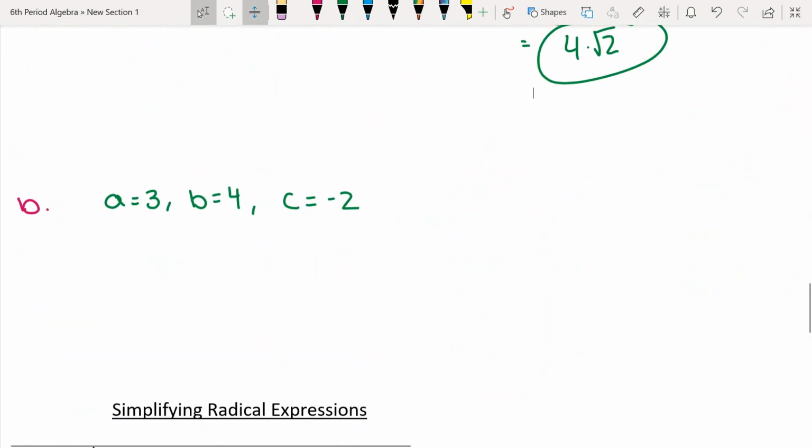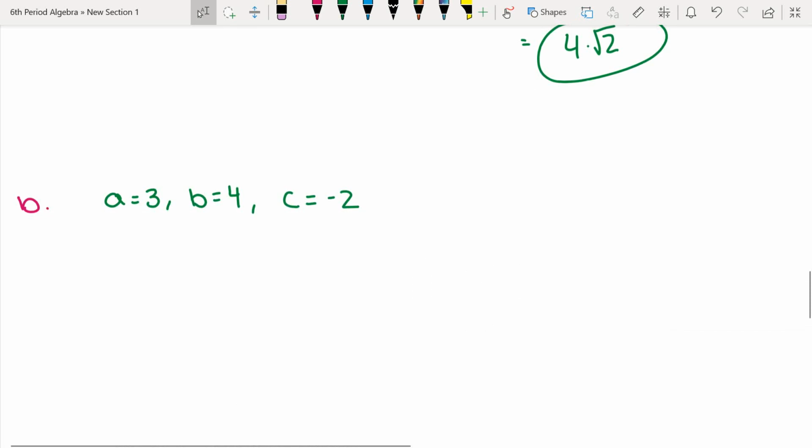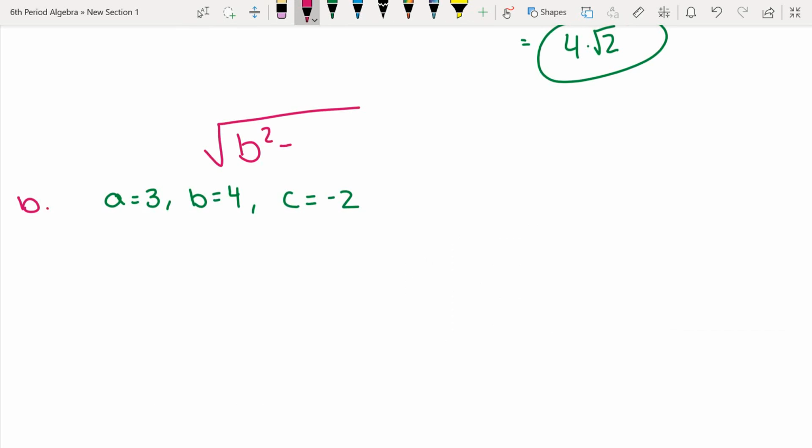Try yours. I need some space because I know I'm going to have to go through this problem again. Please pause the video, and I want you to plug in these numbers into the expression b squared minus 4ac. Unpause when you're ready to check your answers.